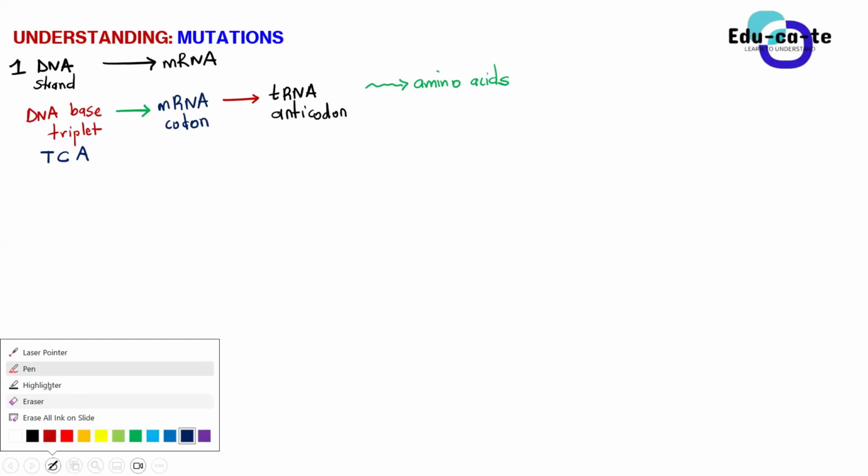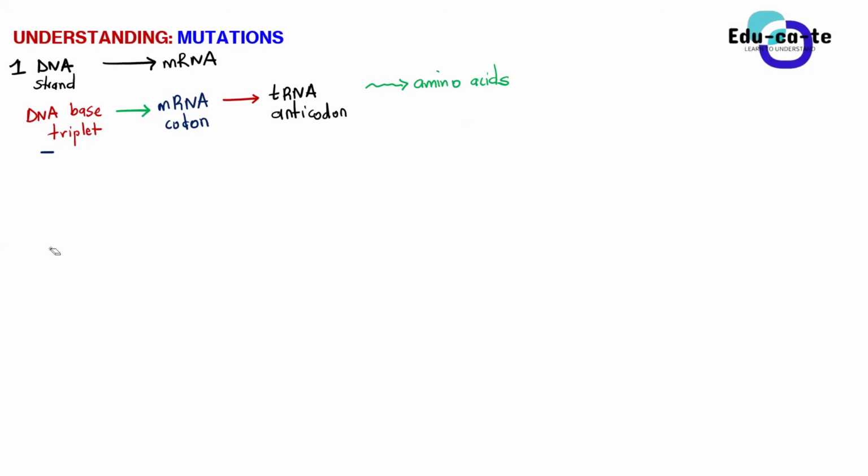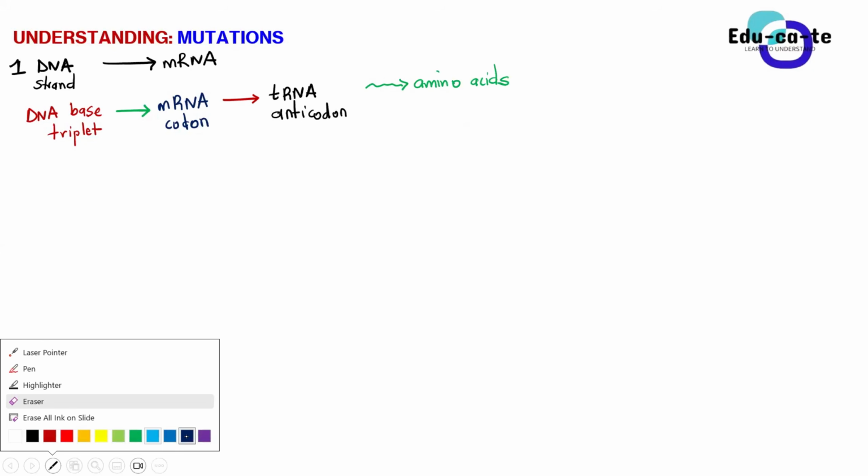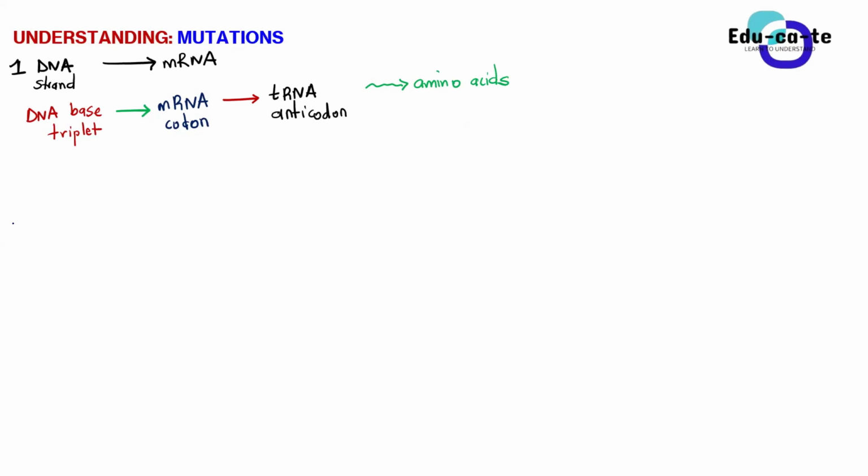Okay, let me just write it in a way that you guys will see. Let's just say this is a DNA strand. It has got TCA. This is the DNA base triplet that I'm talking about, guys. Just 3 nitrogenous bases found on a DNA strand.